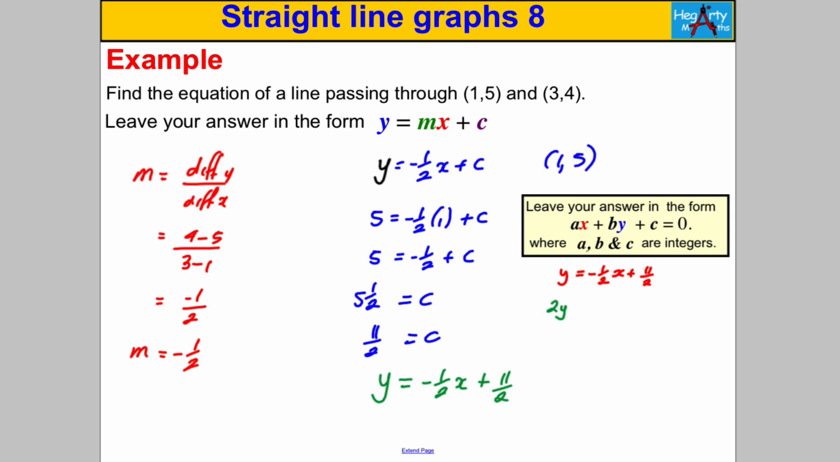So I'd get 2y is equal to negative 1x, which I'm just going to write as negative x, and 11 over 2 multiplied by 2 is just 11, add 11. And we're nearly there now. What we can do is we can add x and subtract 11 from both sides. So we'll get x add 2y subtract 11 is equal to 0. And it's in the form requested where a is equal to 1, b is equal to 2, and c is negative 11, and we're done.